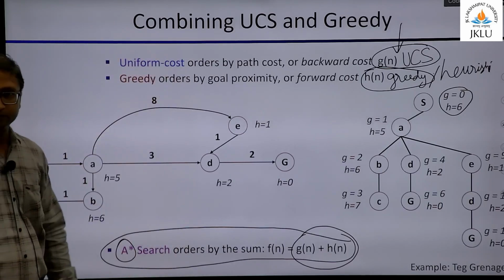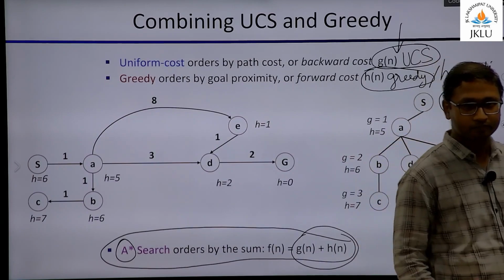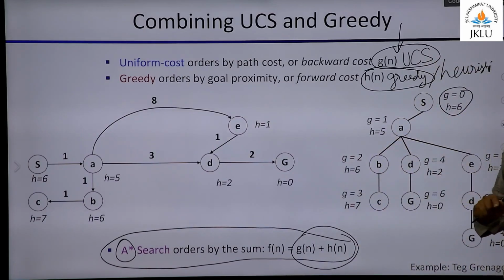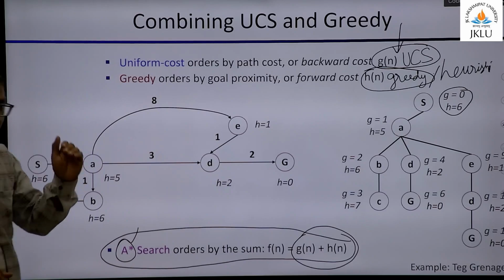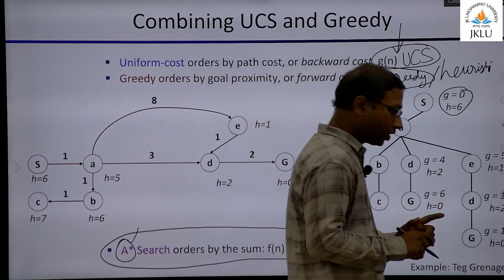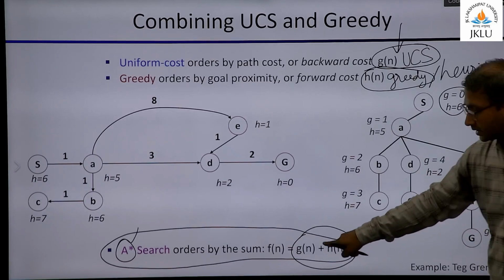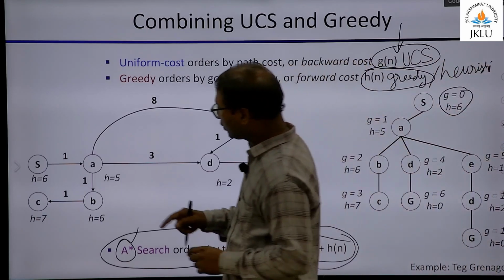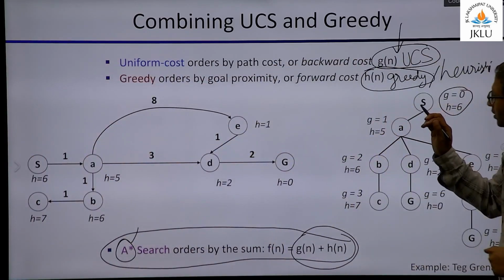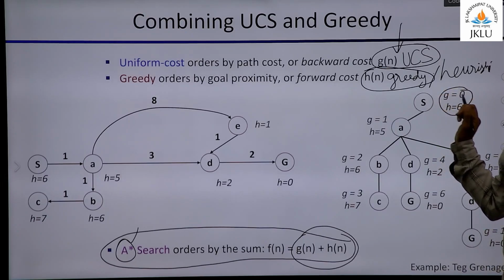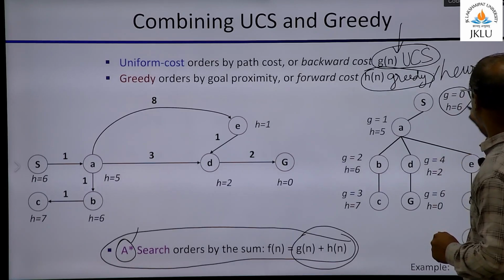So we start from S again. Right now I have not explored anything. What is in my fringe? S. What is my strategy? A star. A star explores the fringe based on this sum G(n) plus H(n). So every node has both these values G(n) and H(n). For start, G is 0, H is 6. So G plus H is 6.